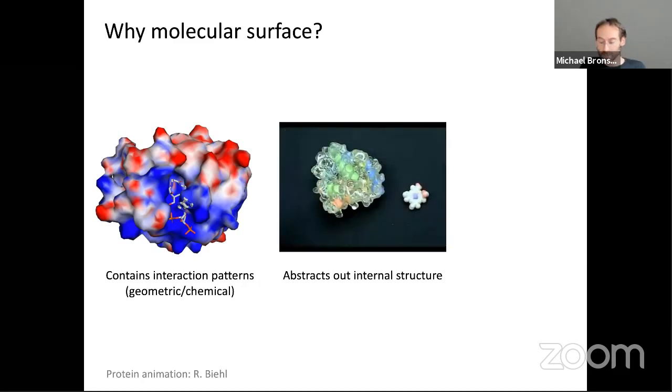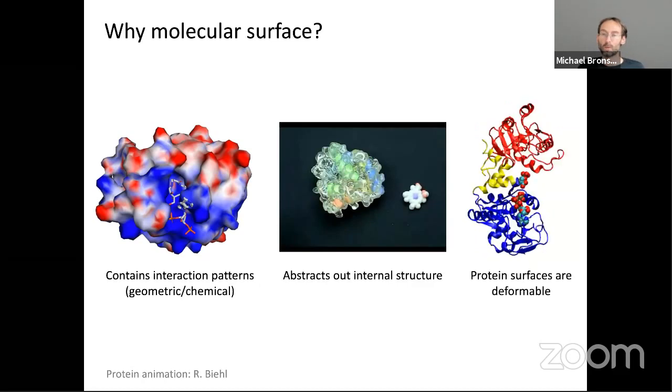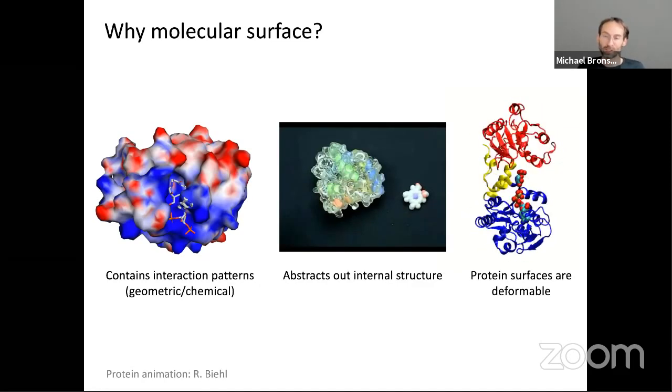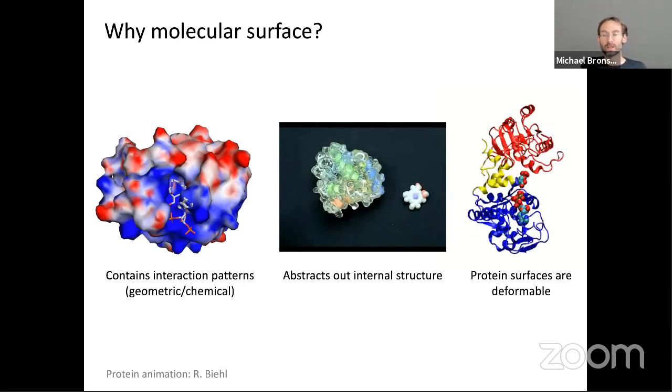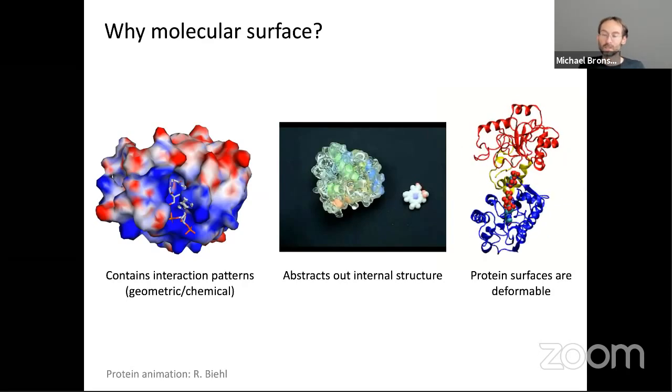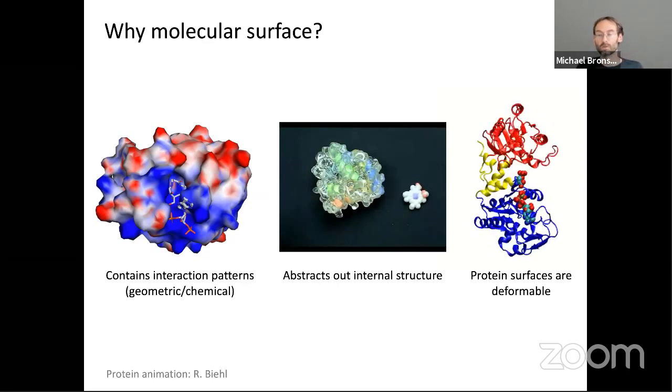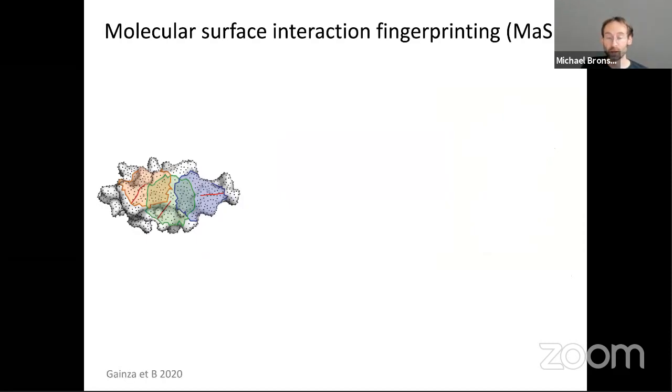And last but not least, proteins are really deformable surfaces. So they wiggle. There are some quantum mechanical phenomena that explain why they move all the time. So when the proteins bind, they really deform. And all of this can be addressed to some extent by geometric deep learning. So this is what we did.